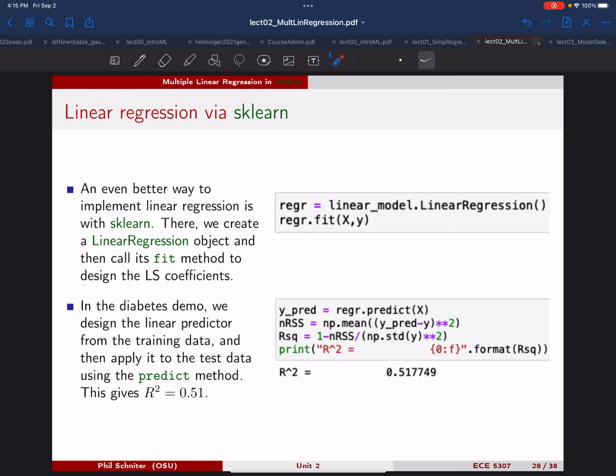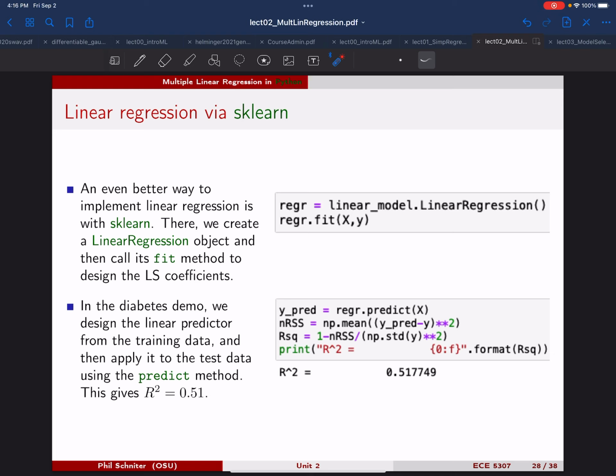Once that's been made, then you can give it the data. And when you call this dot fit function, you say dot fit, you give it your data x and y. Then internally, it computes the beta according to least squares. It stores it internally. You can access it if you want, but it's stored internally.